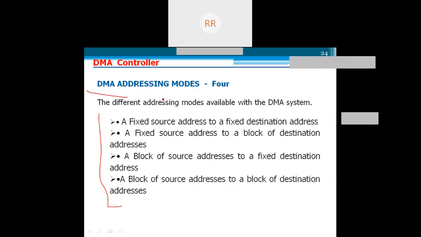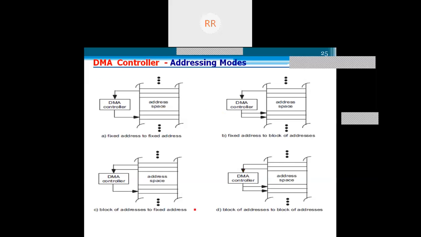DMA addressing modes. So here, how are you going to address the DMA? Either a fixed source address and fixed destination address, that is the first mode. Second mode is fixed source address and block of destination addresses. Third one, block of source addresses and a single fixed destination address. Next, block of source addresses and block of destination addresses. So like that, 4 different addressing modes are available for the transmission of data from one peripheral to another peripheral using the DMA controller.